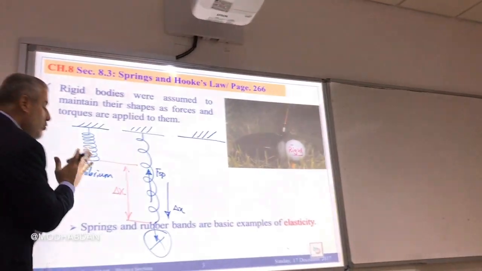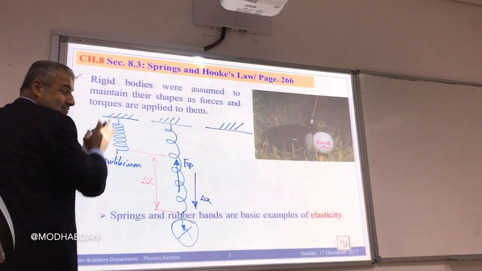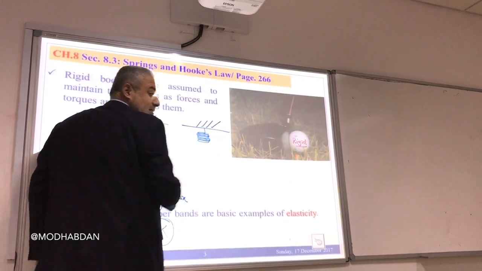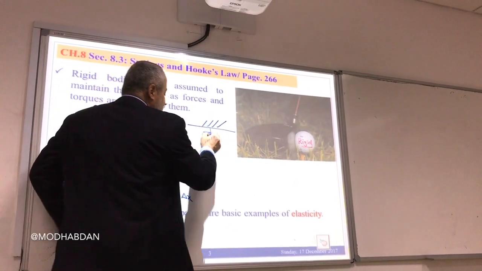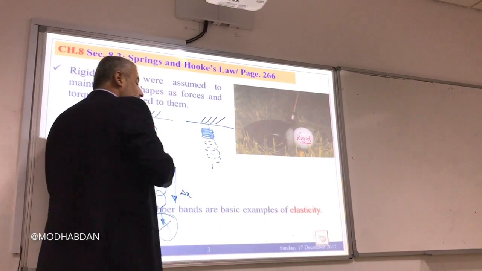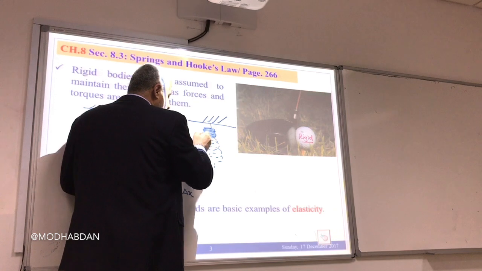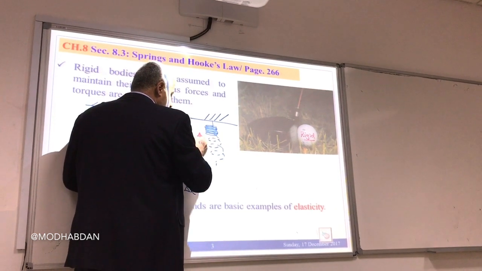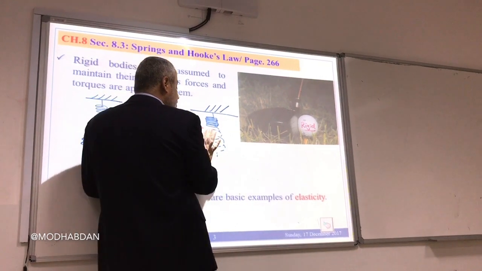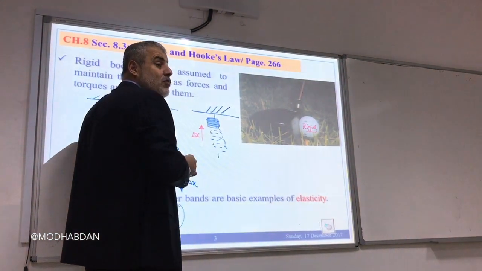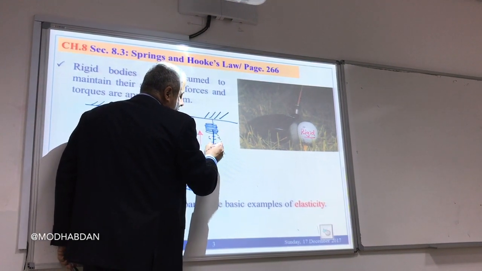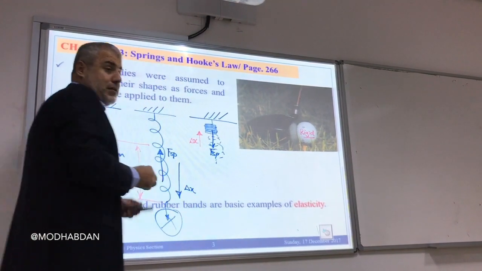Now, the third case, pay attention. Suppose this is equilibrium, and you just compress it. What happened now? It will become like this. Is that right? Yes. And of course, if we assume this is the original one, so this is also what we call delta x, the change in length. Now, delta x is actually upward. Where's the restoring force now? No, this is my restoring force.